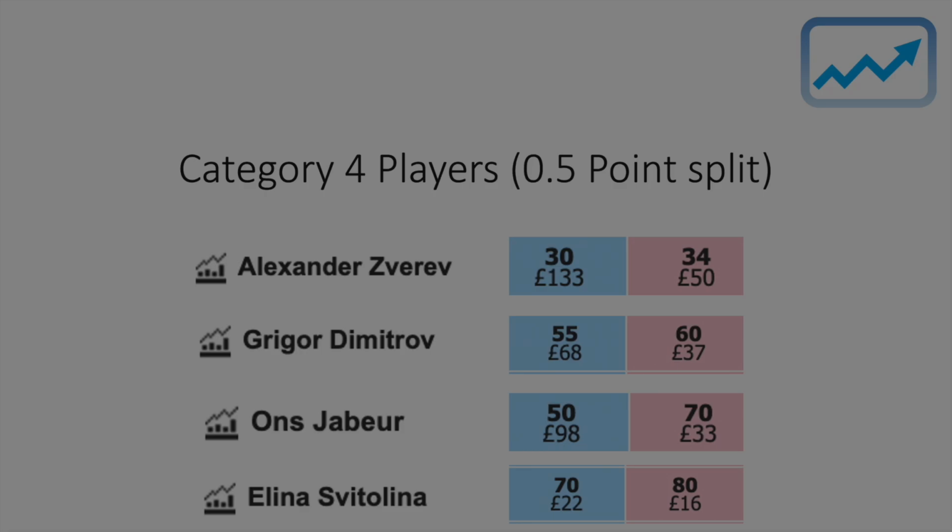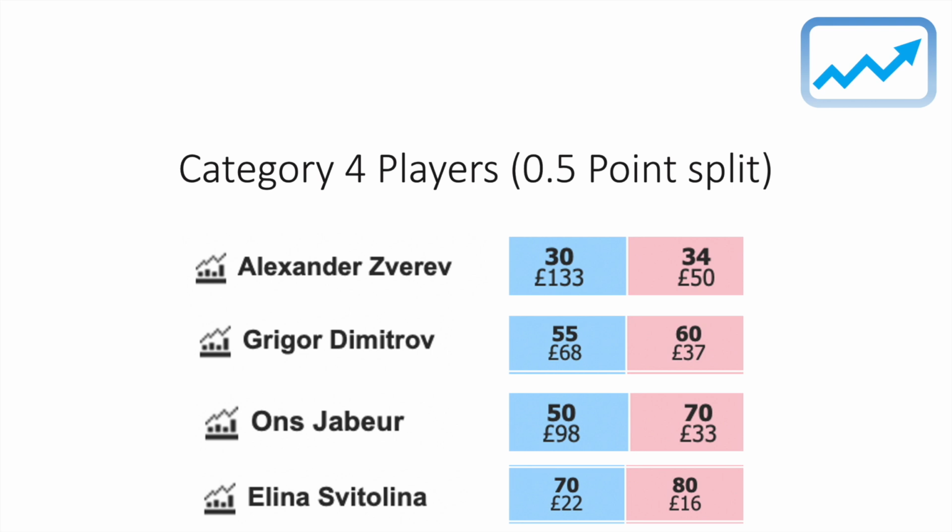Now for the category 4 players, I've actually gone for 4 players here. So it's a 0.5 point split. So these are small stakes, but they could potentially pay off. We only really need one of them to pay off to make a nice profit here. So we've got Zverev priced at 30, Dimitrov priced at 55, Ons at 50, and Svitolina at 70. So those are my Australian Open pre-tournament strategy selections.